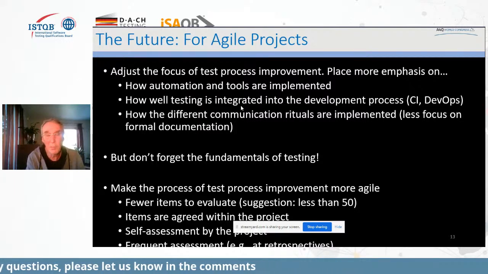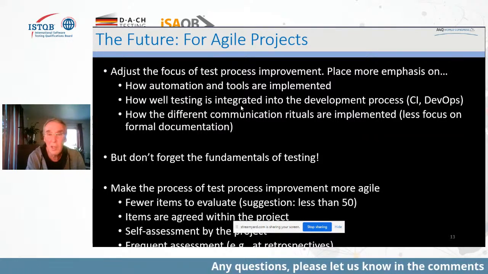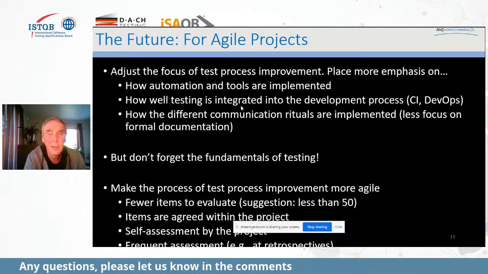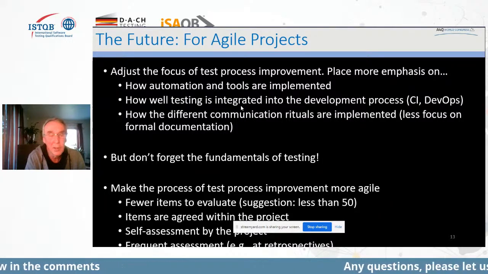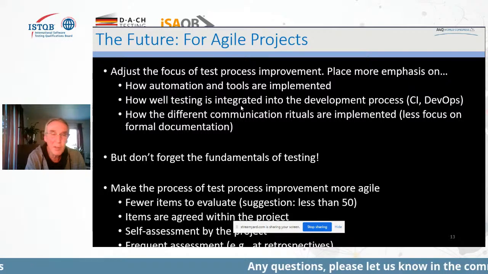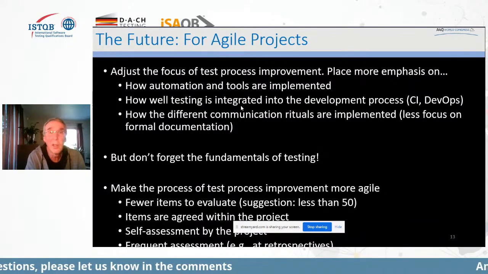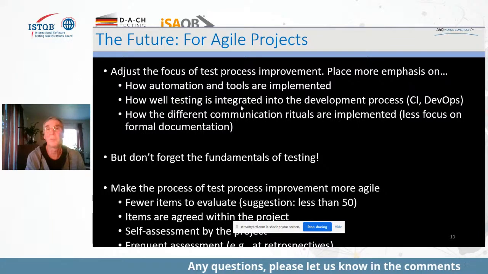And that's quite a big point that people miss with test process improvement: you're not just trying to improve test processes, you're trying to stop them from getting worse. So that's an easy trap to get into. So, frequent assessment. Those four points: fewer items, agreed in the project, self-assessments done frequently. That for me is the future for agile projects when it comes to test process improvement.